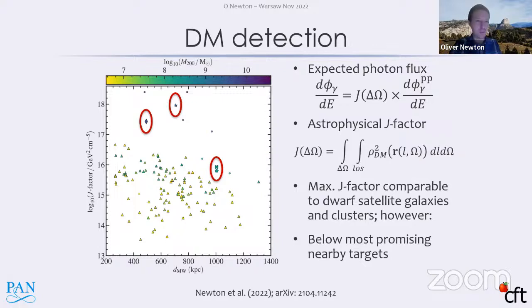We find, so we've calculated this, and I've plotted this as a function of distance. As you might expect, distance will affect the size of the J factor, as well as the mass of the object and its concentration.